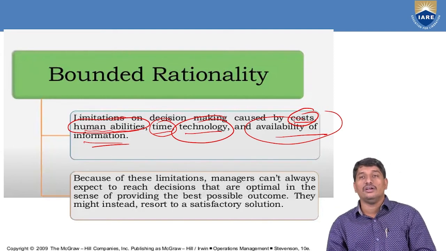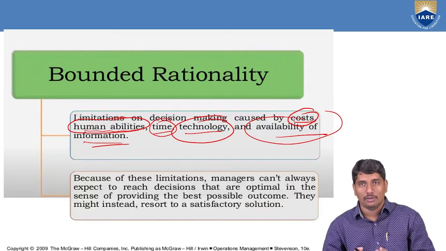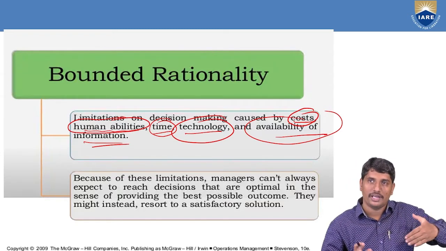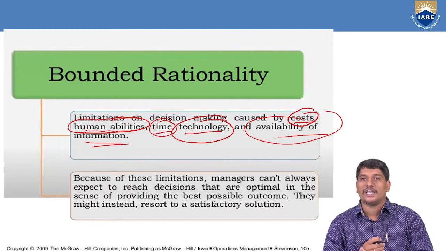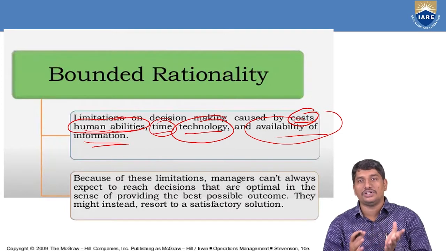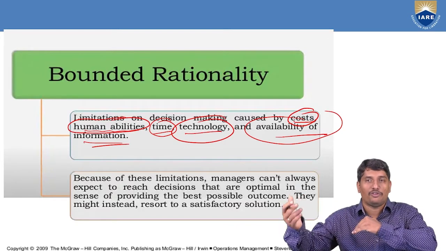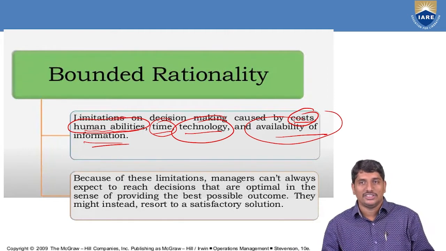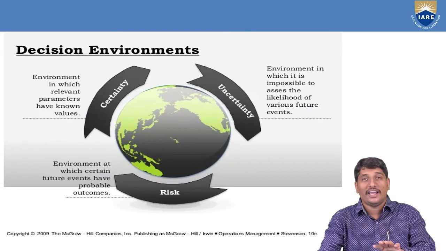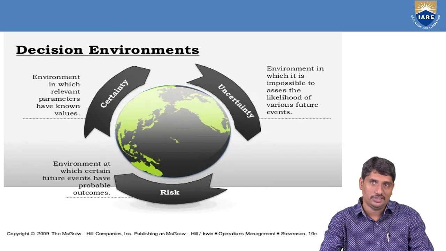So we cannot guarantee that every time we'll reach the optimal profit or minimized loss. There may be certain variations. It depends on the practical situations. So we'll try to reach the best possible decision, so that we get either a maximum profit or a minimum loss, depending on the situations and the constraints that we have. Now, what are the different environments under which we have to make a decision?